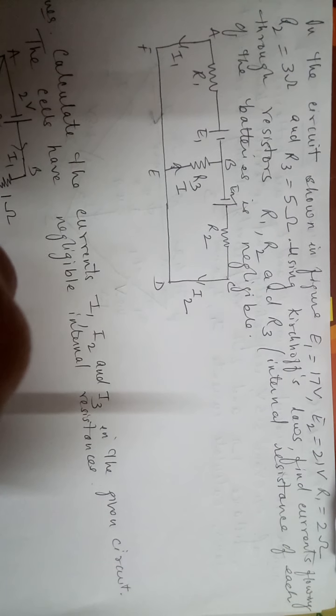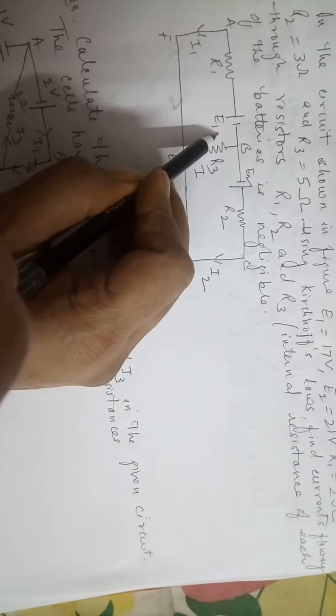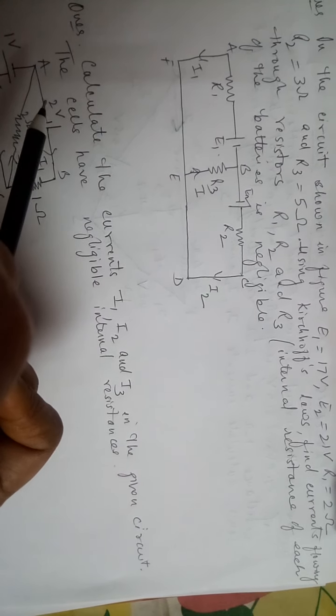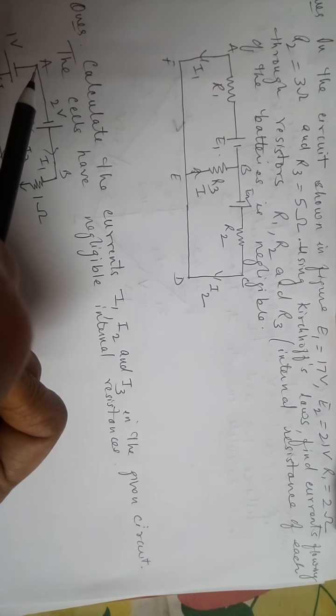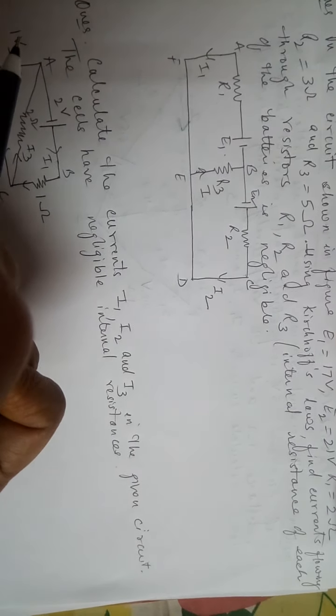The question is: in the given circuit shown in the figure, E1 is 17 volt, E2 is 21 volt, R1 is 2 ohm, R2 is 3 ohm and R3 is 5 ohm. Using Kirchhoff's law, we need to find out the currents flowing through resistors R1, R2 and R3. So that is the question given, and let's start with Kirchhoff's law.